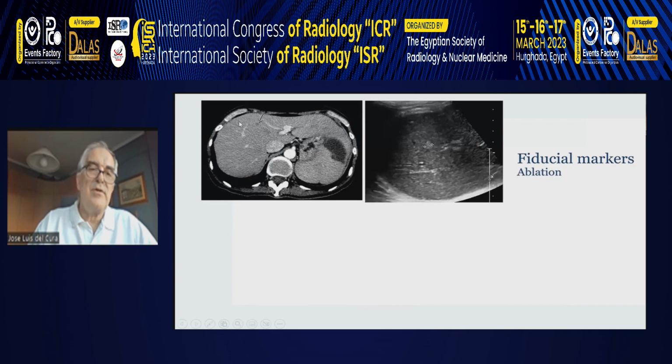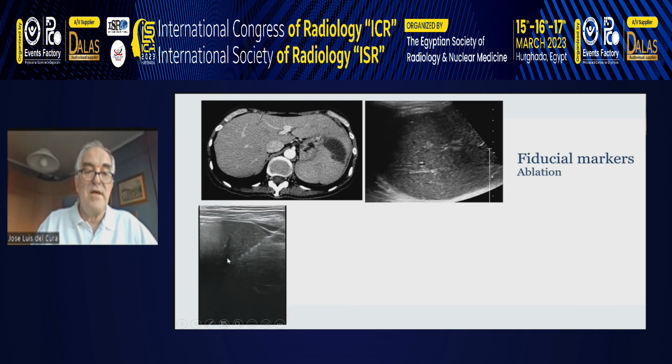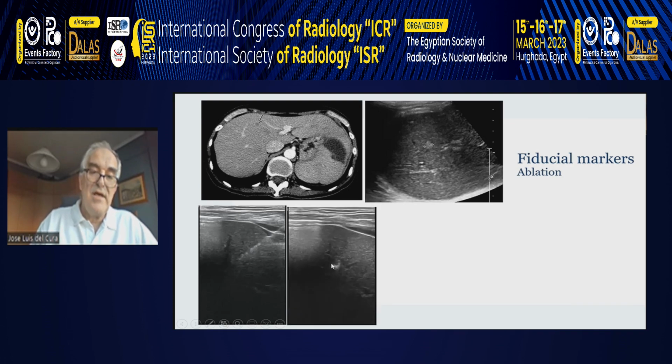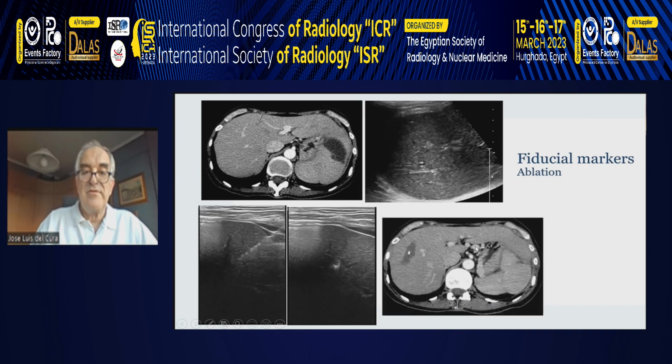This is another example. You can see here a very small lesion, and the patient was not able to go to the surgical theater. So, in fact, we were going to perform an ablation, and the lesion was very small. The oncologist decided to treat the patient with chemotherapy before the ablation, and of course, in this case, we placed a fiducial marker inside the small lesion, and after the treatment, you can see that the fiducial marker is in the middle of the ablated volume.